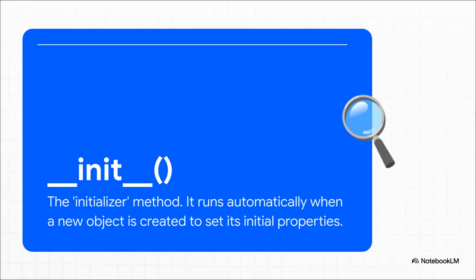All right, this is where the magic really starts to happen. As soon as you decide to actually build something from your blueprint, think of it like an assembly line just kicks into gear. In Python, that assembly line is this special, super important method called __init__. And the cool part is, it runs automatically. Every single time a new object is created, __init__ is there, setting everything up, assigning all those initial properties.